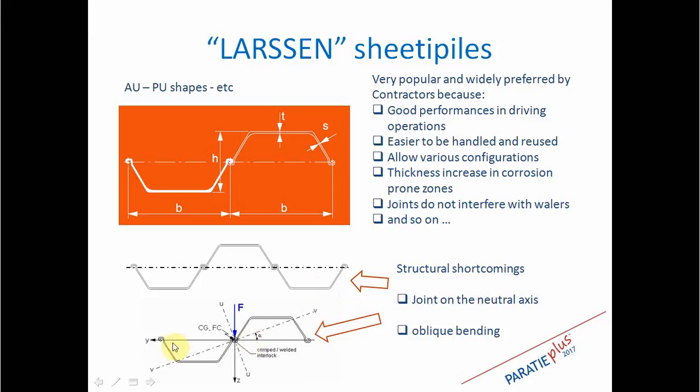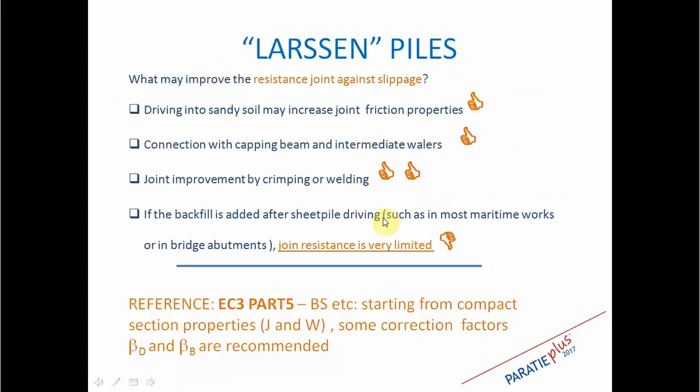And also, even if there are some restraints along the slippage, there may be some oblique bending, so the neutral axis actually is not as expected along the geometrical axis of the wall section, but there is a rotation of the neutral axis. So as I said, the main issue is to try to assess correctly the resistance of the joint slippage.